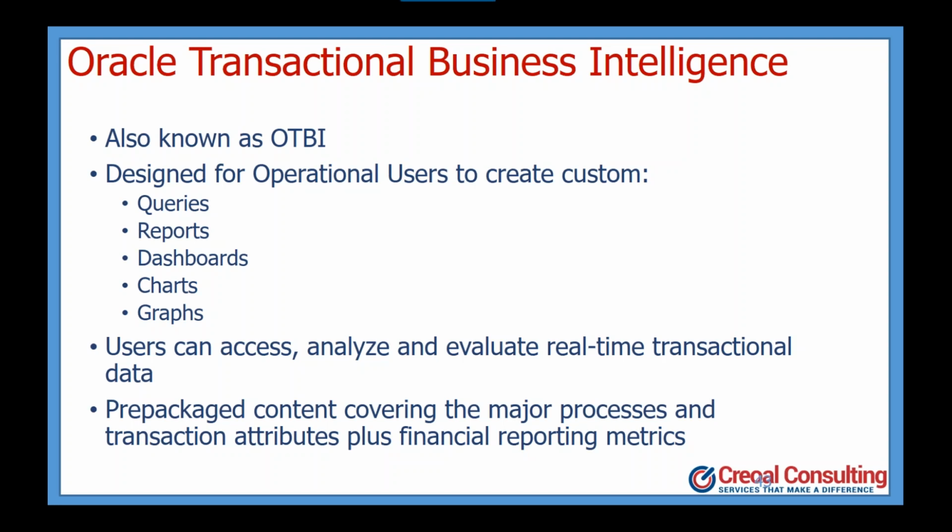There are also certain OTBI areas that report against the Essbase cube. So there are two general ledger business areas. One is called Oracle Transactional Business Intelligence. It's general ledger transactions. And then there's a reporting area called general ledger balances. General ledger balances in the OTBI area goes against the Essbase cube. So if you're looking to do a little bit more robust reporting than you can get out of SmartView, you can do that using OTBI.